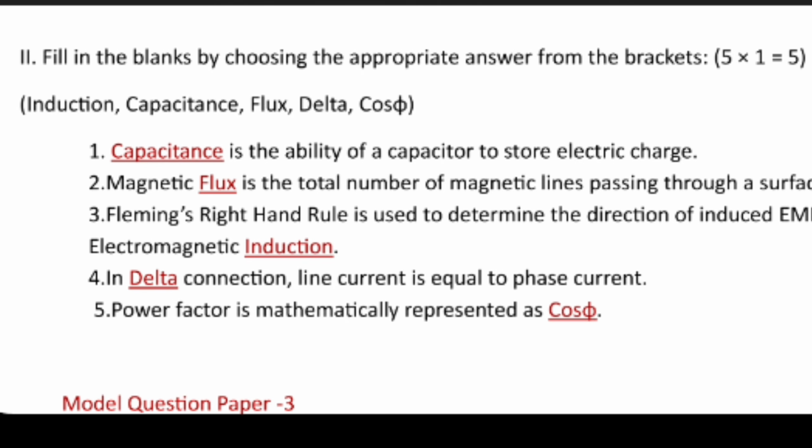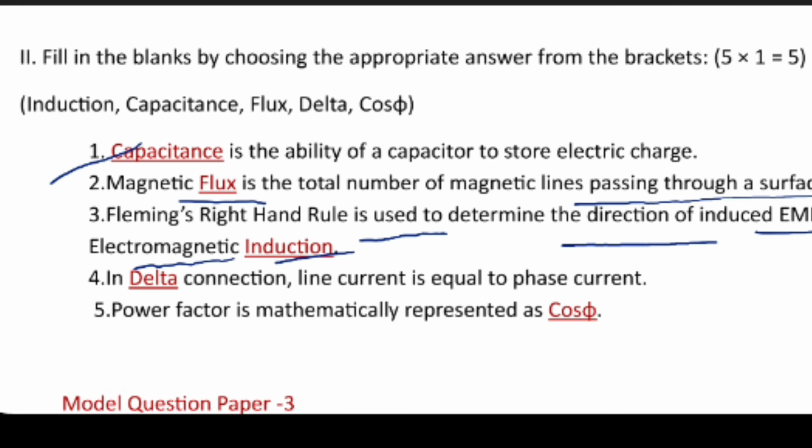The next will be fill in the blanks. Dash is the ability of capacitors to store electric charge, the answer is capacitance. Dash is the total number of magnetic lines passing through a surface, that is called magnetic flux. The Fleming right hand rule is used to determine the direction of induced EMF due to electromagnetic induction. Dash, in dash connection, the line current equals the phase current, that is delta connection. The power factor mathematically is represented as cos phi.